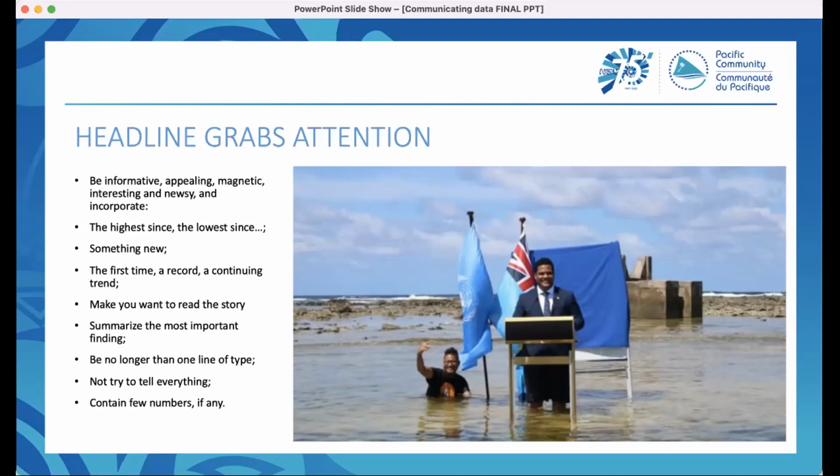So don't worry too much about getting it perfect, but you do need to make it as interesting as possible to pique your initial end user, the media or the journalist's interest, and use it to highlight the most important information or the most interesting information that you have.